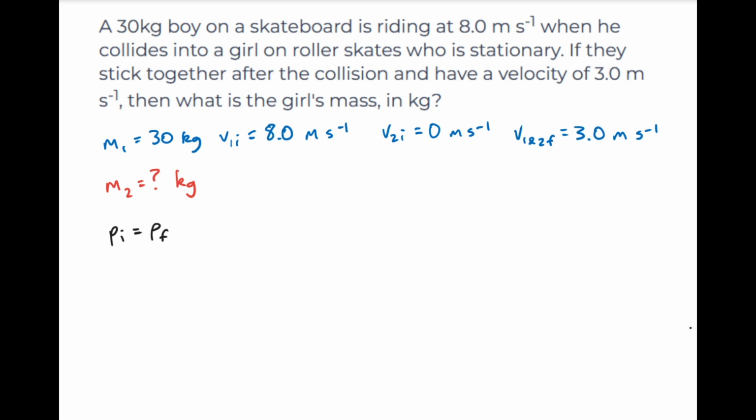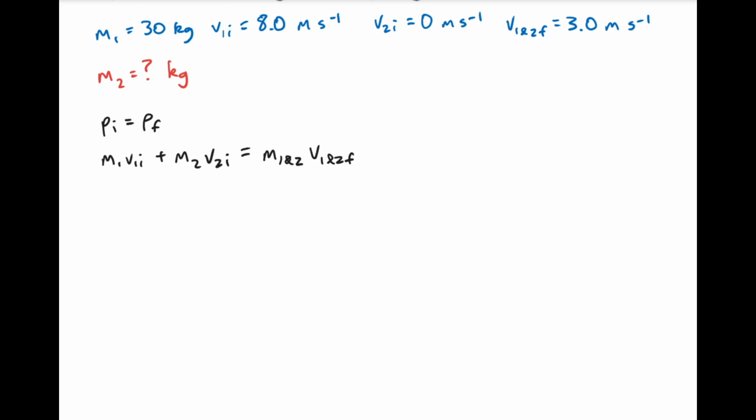So we have m1 v1 initial plus m2 v2 initial equals m1 and 2 times v1 and 2f. Because the initial velocity of the girl, v2 initial, was 0, we can get rid of m2 v2 initial. We can now rearrange for m1 and 2 by dividing both sides by v1 and 2f. So now we have m1 and 2 equals m1 v1 initial over v1 and 2f.